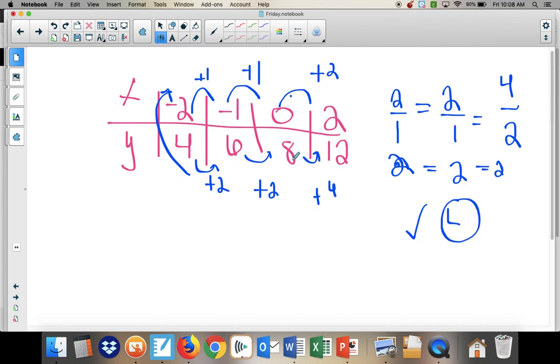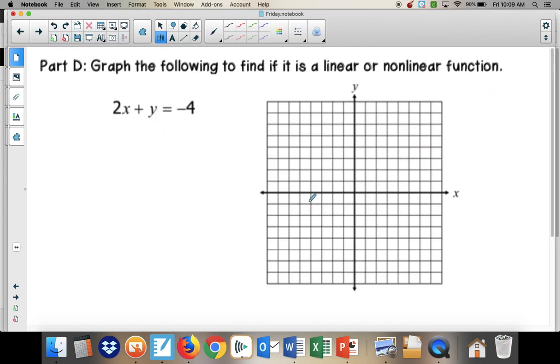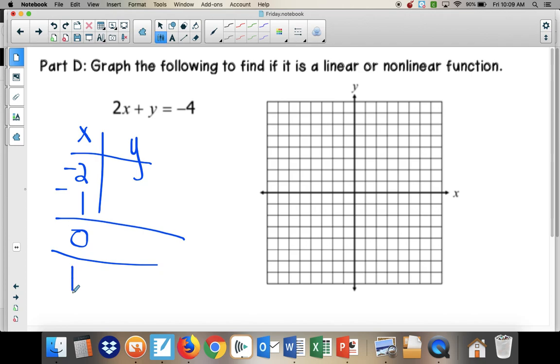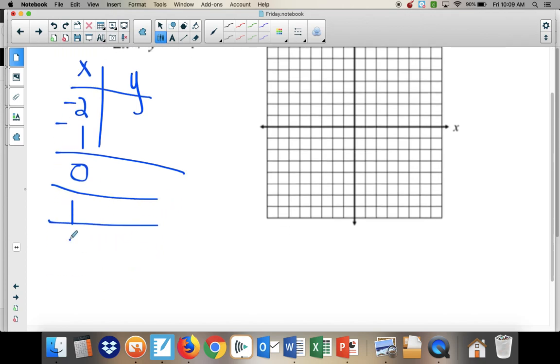So when your y values increase by the same amount, or the ratio of y over x results in the same number, it is a linear function. All right, our last piece is to graph and then to determine if it's linear or nonlinear. So I'm going to make a table. I'm going to go with our usual suspects, and also when you graph, these are your usual suspects: -2, -1, 0, 1, 2.